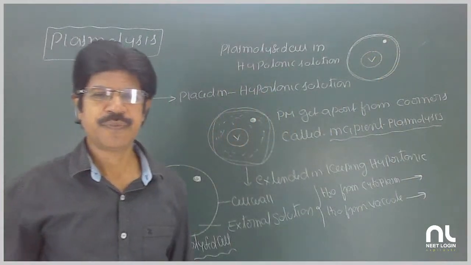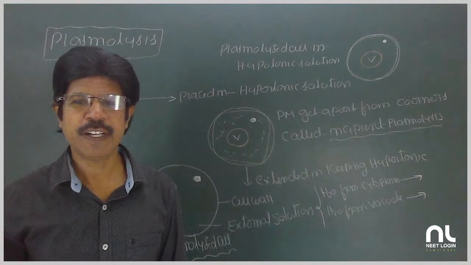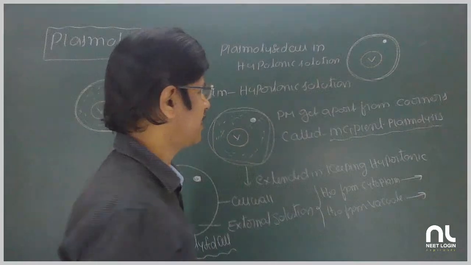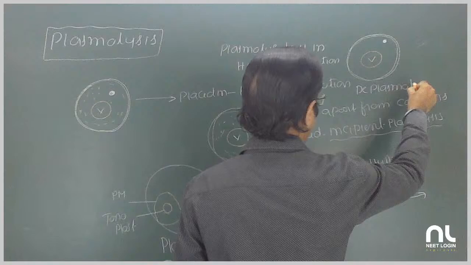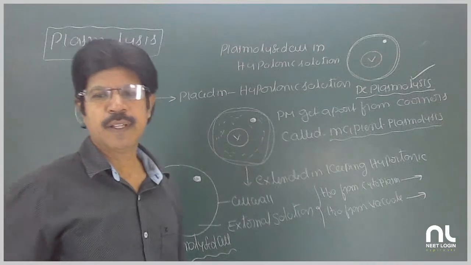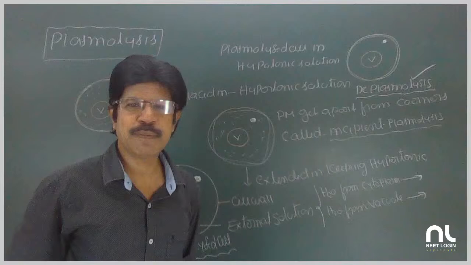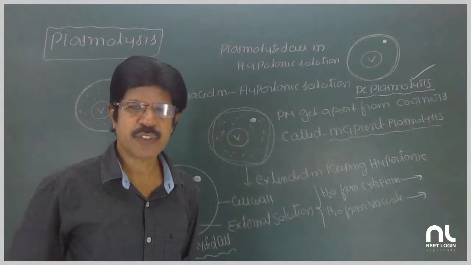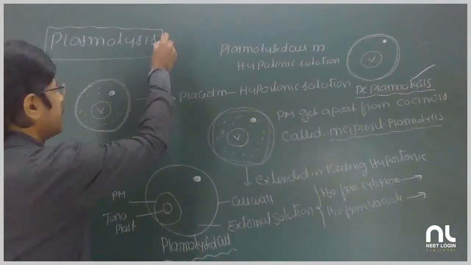Cells become turgid; they regain turgidity. Cells regain turgor when placed in hypotonic solution. What do you call it? Deplasmolysis. So plasmolysis is a reversible phenomenon only experimentally but not in nature. In nature it is not reversible. Experimentally it is reversible.